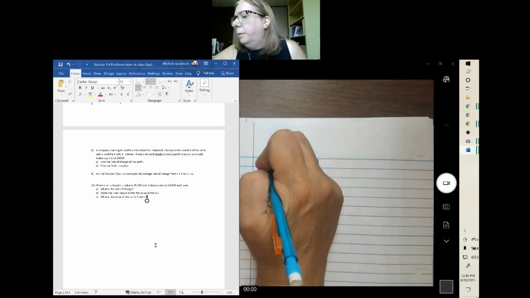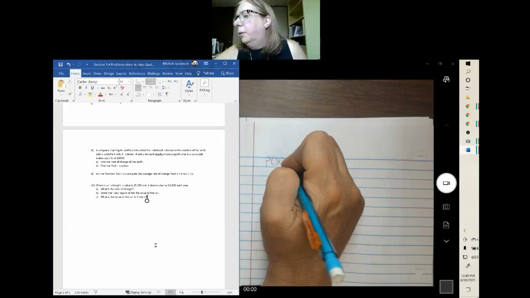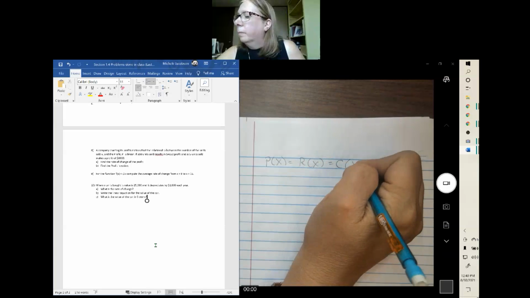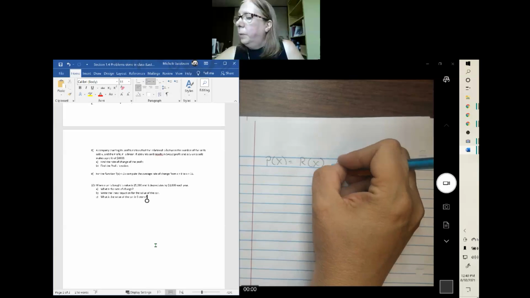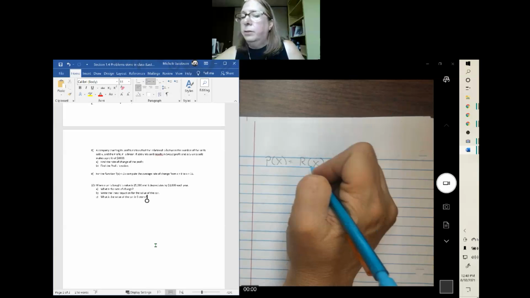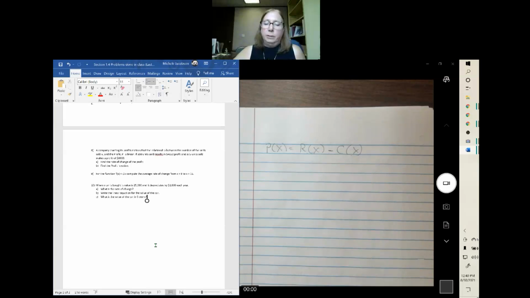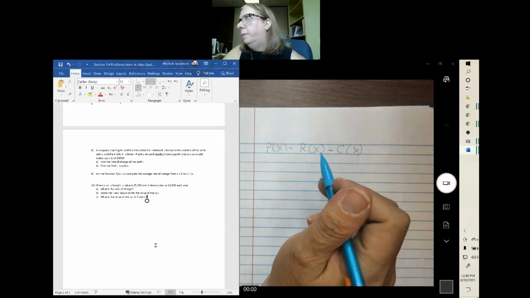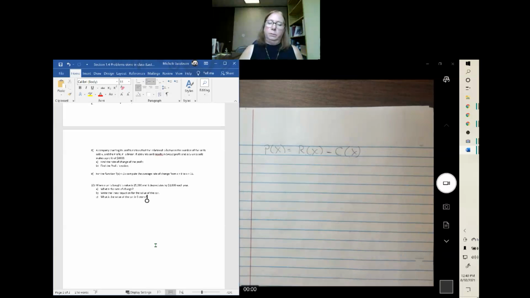I didn't see any. But if they do, if you have to find a profit function and you're given revenue and cost, to find profit, you just subtract. It's revenue minus cost. So this formula is one you want to know. I don't know if it's the next section, but I know it's chapter 2. Are there any questions on anything?